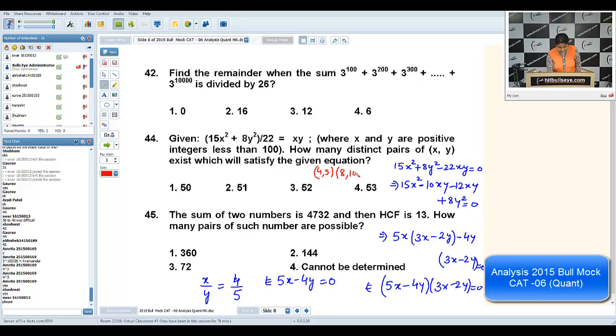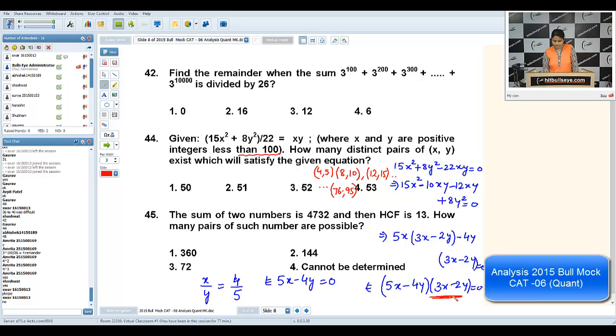Other thing should be 8, 10. Another thing will be thrice of 4 and 5, that will be 12, 15. We can go up to, see, the condition is less than 100. So we can go up to 19 times. It will give you 95 and 76. So these 19 values are possible. Similarly, we will calculate for the other expression, that is 3x minus 2y. Is it okay? Then we will calculate this.